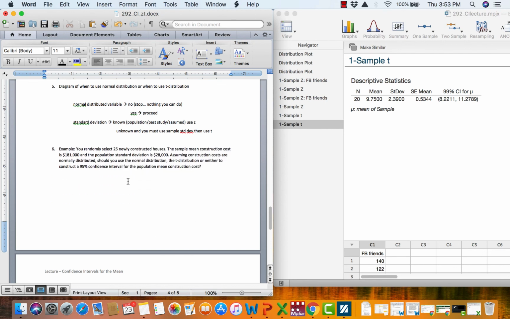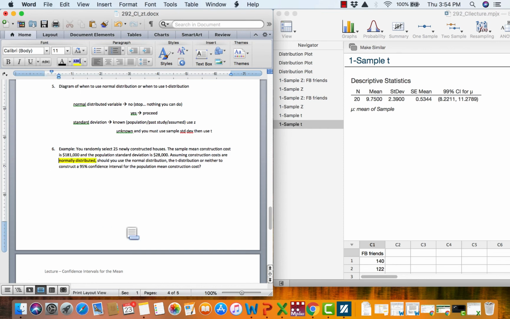All right, so let me pull this problem up. Let's take a look at this problem. You randomly select 25 newly constructed houses. The sample mean construction cost is $181,000 and the population standard deviation is $28,000. Assuming construction costs are normally distributed, should you use the normal distribution, the t distribution, or neither to construct a 95% confidence interval?